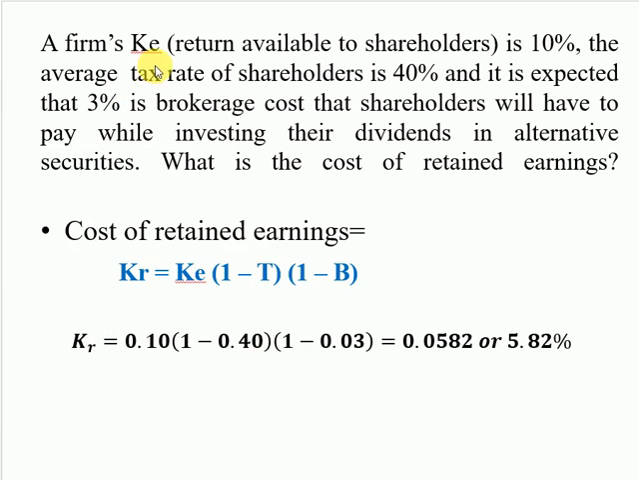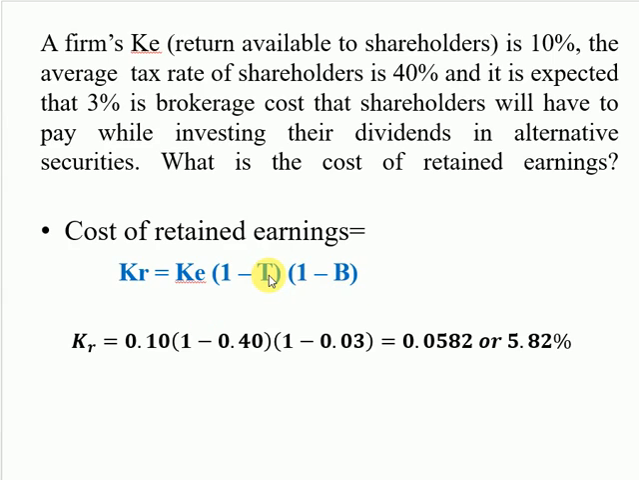In this example, K is 10%. The average tax rate of shareholder is 40% and it is expected that 3% is brokerage cost that shareholders will have to pay while investing their dividend in alternative security. So what is the cost of retained earning? So cost of retained earning is calculated with the formula KR is equal to K multiplied by in bracket 1 minus T and in bracket 1 minus B.